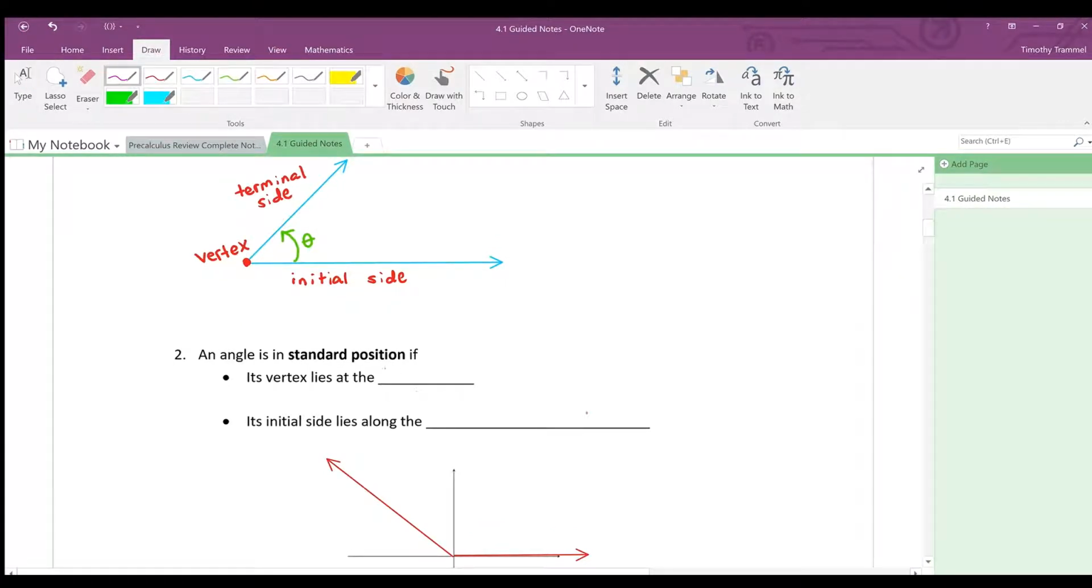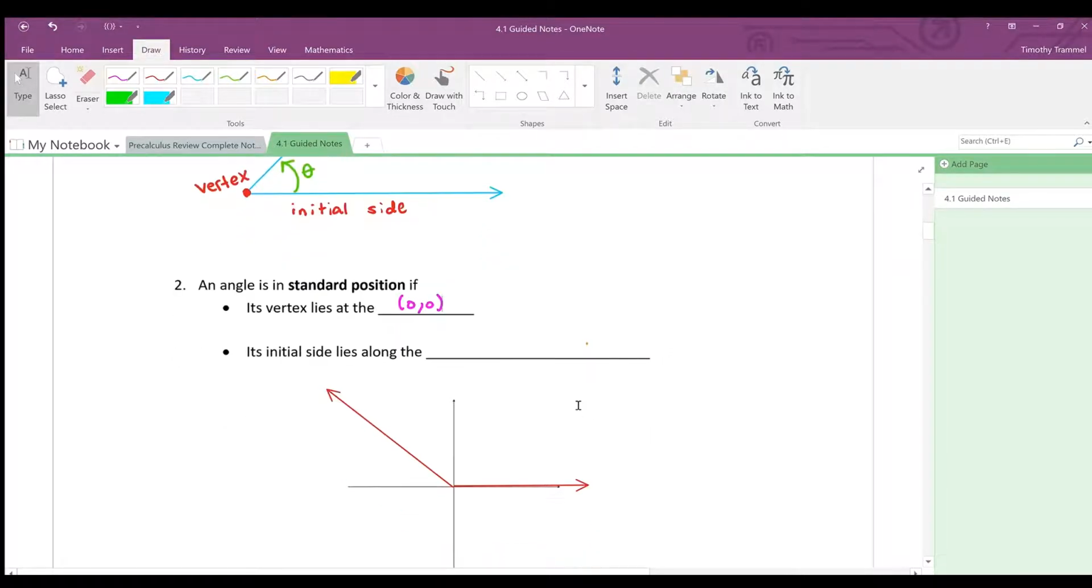All right, on to number 2 here. An angle is in standard position if the vertex lies at the origin, 0, 0, and the initial side lies along the not just x-axis, but positive x-axis. Okay, and actually, most of the time when we're thinking about our trig functions this quarter, we'll oftentimes be thinking about angles in standard position. Okay, so this won't actually be that unusual.